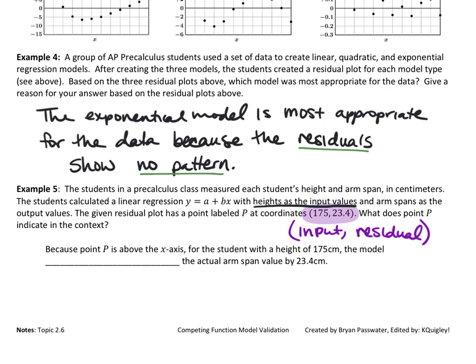Here's our conclusion. Because point P is above the x-axis, for a student with a height of 175, that's the input, the model blanks the actual arm span by a value of 23.4. I'm looking for the word overestimate or underestimate. Since this is a positive number as an output, it's going to be above the x-axis. When we had those residuals, what was happening above the x-axis? Was that the overestimate or the underestimate? This was the underestimate, and this one was the overestimate. So because we have a positive number as the output for a residual, this underestimates the actual arm span value by 23.4 centimeters. So remember, we're not looking at inputs and outputs, we're looking at inputs and residuals. The difference between the predicted value and the actual value.